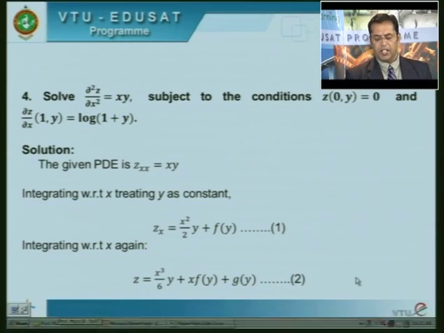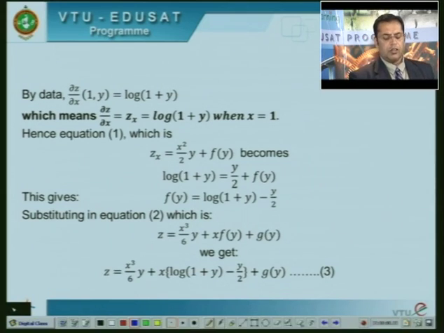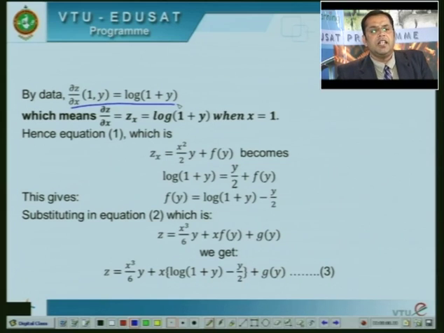When we try to apply the given conditions, always remember, apply the derivative condition first. So, by data, dou z by dou x at (1, y) is log(1 + y). As we discussed earlier, this condition means that dou z by dou x, or zx, is log(1 + y) whenever x is equal to 1.